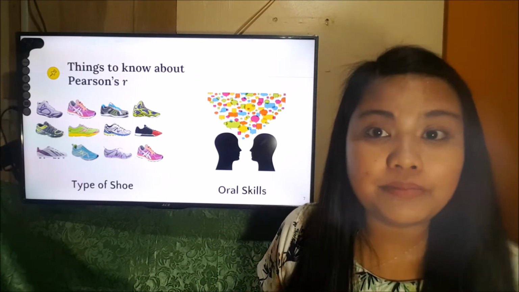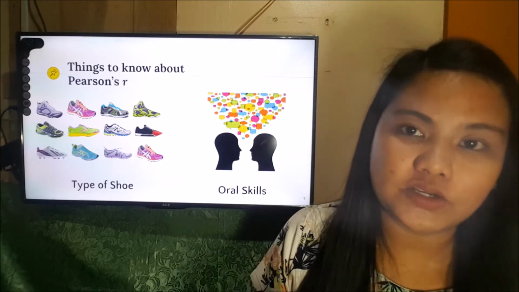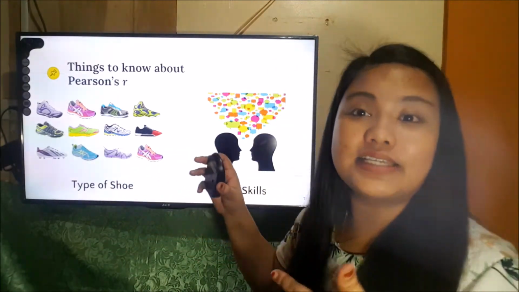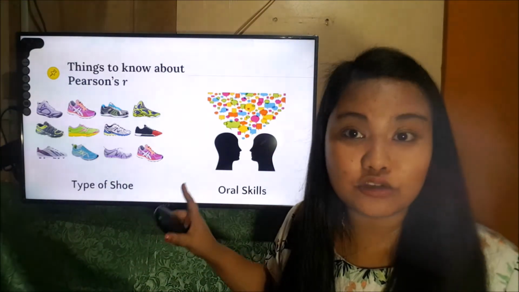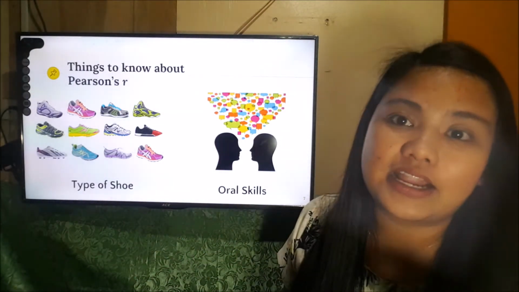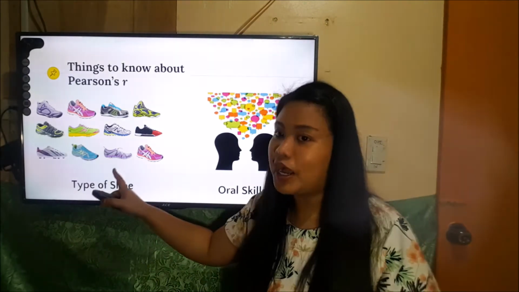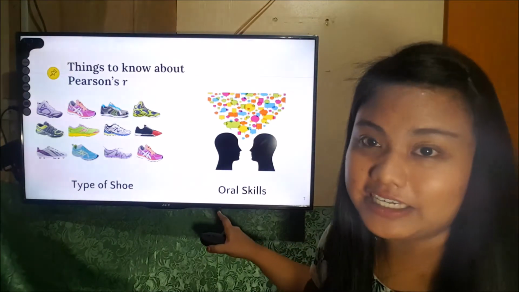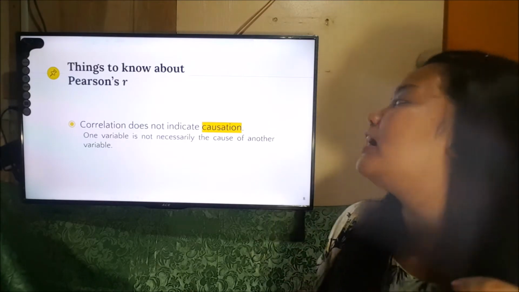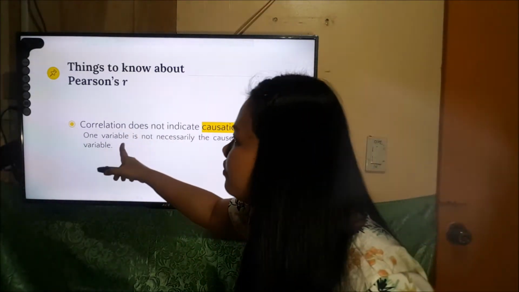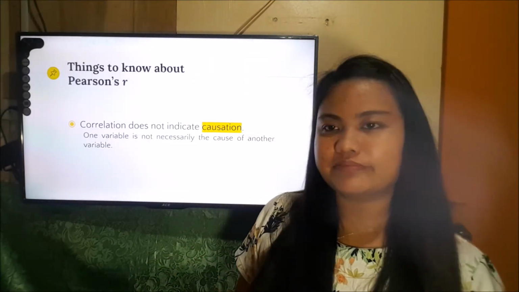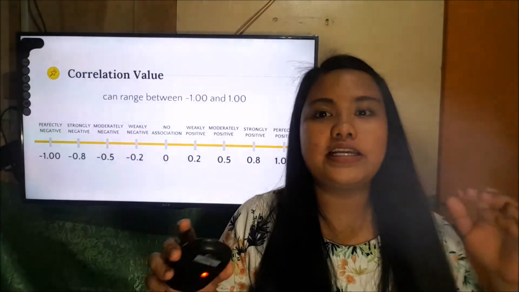Students who wore a particular type of shoe had better oral skills than other students who wore other types of shoe. Now, what do we mean when we say correlation does not indicate causation? It means that this variable, the type of shoe, is not necessarily the cause of the student's oral skills. Yes, they have a correlation, but there is no cause and effect relationship. Similarly, buying a particular type of shoe would not increase your English skills. So that is what we mean when we say correlation does not indicate causation. One variable is not necessarily the cause of another variable. Clear?